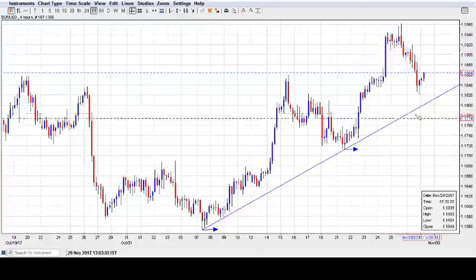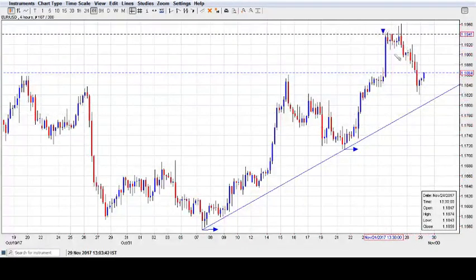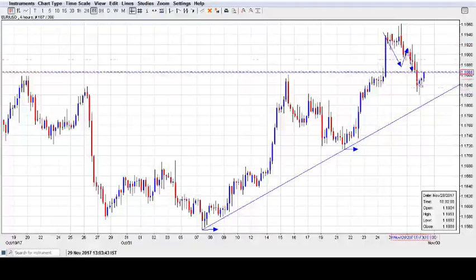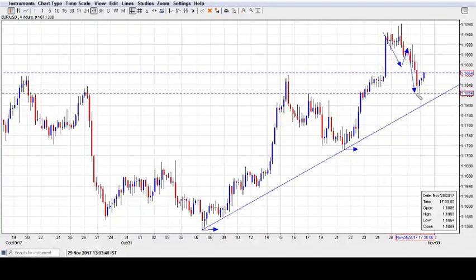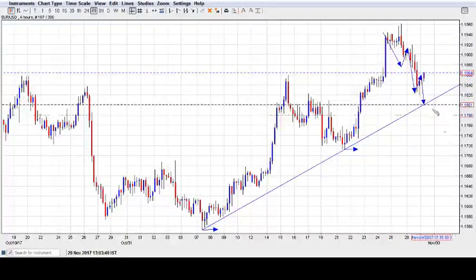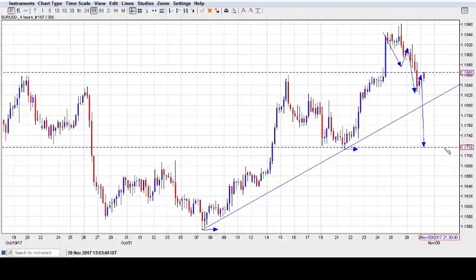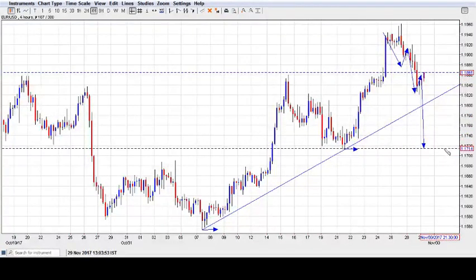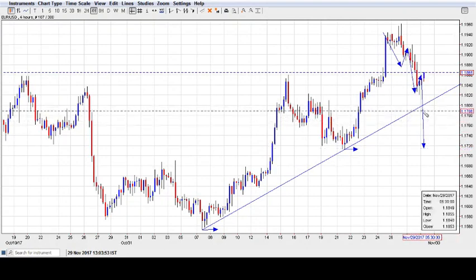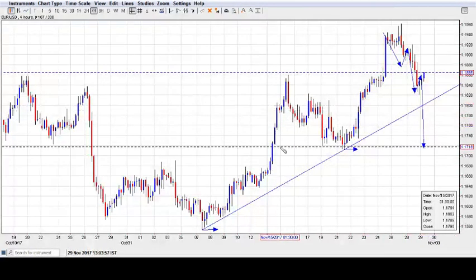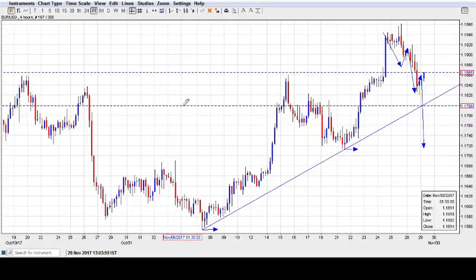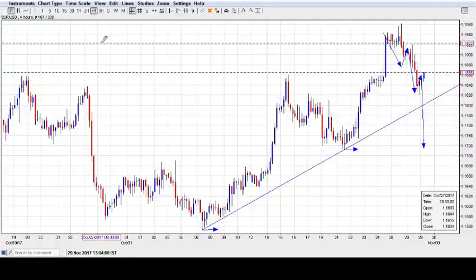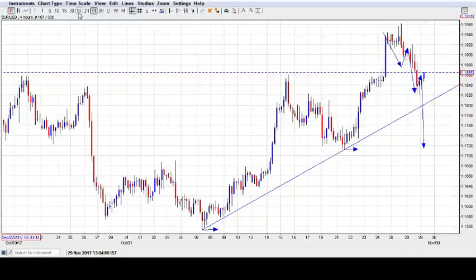So we are expecting the move to continue lower. Soft targets are the 1700 mark. Once it breaks below 1800, that is good for us. How do we expect this to happen now? Let's go on an hourly chart.